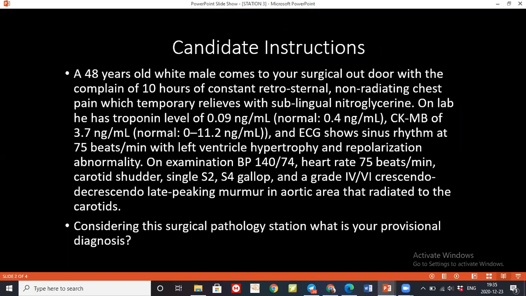All right. There is a classic triad for the diagnosis of aortic stenosis. Can you please tell me what that is?